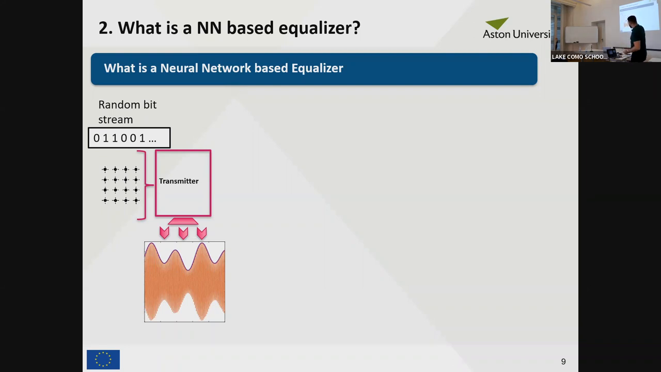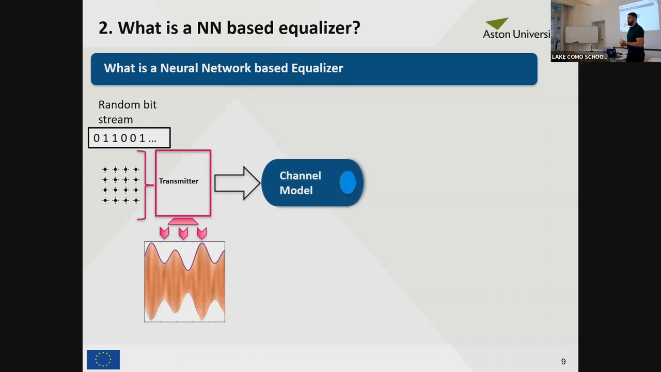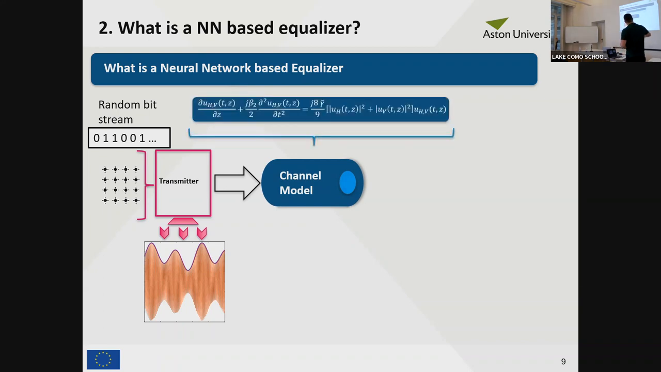And we have this kind of envelope that will be transmitting our information to some media, through some channel. In our case, our channel is the optical fiber that is basically described by the Manakov equation here that most of us are aware of.